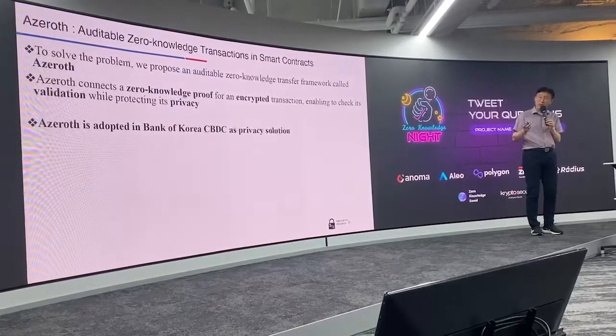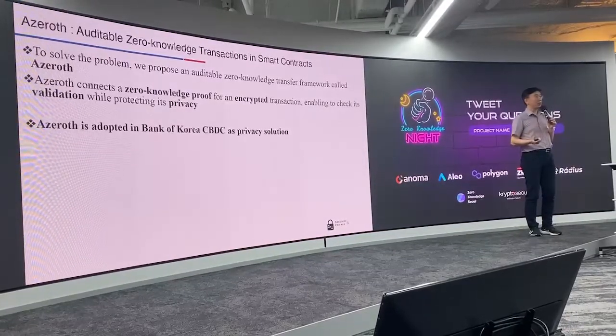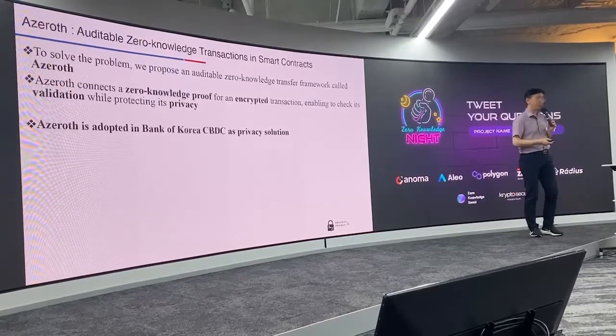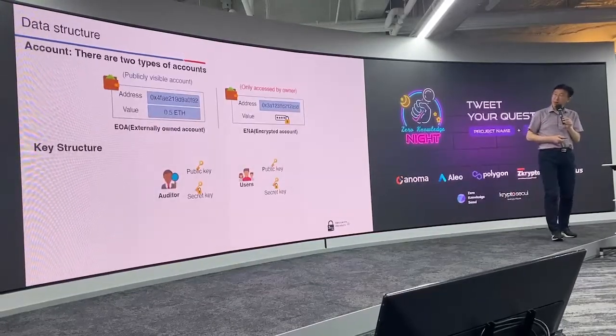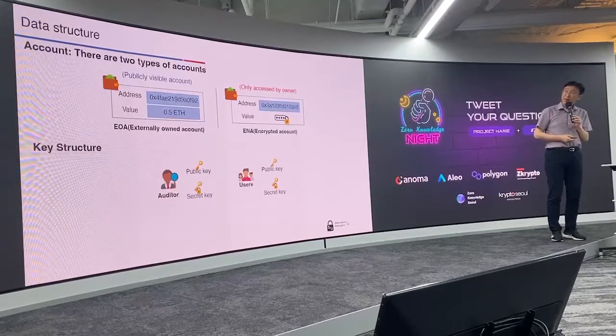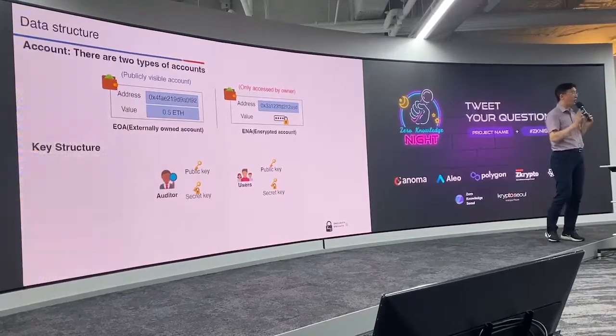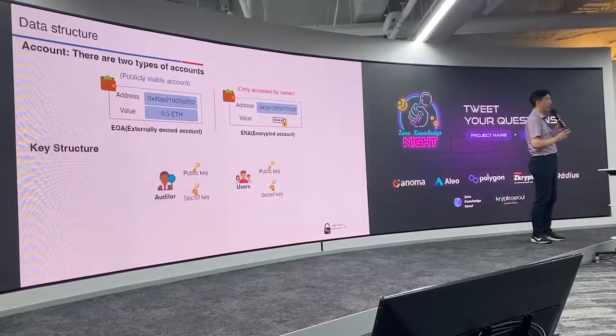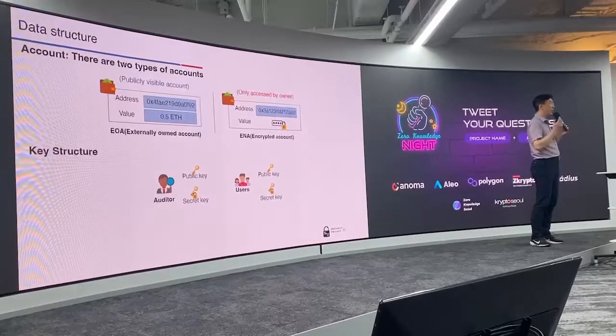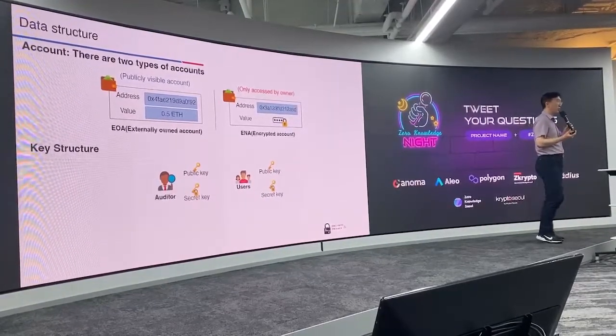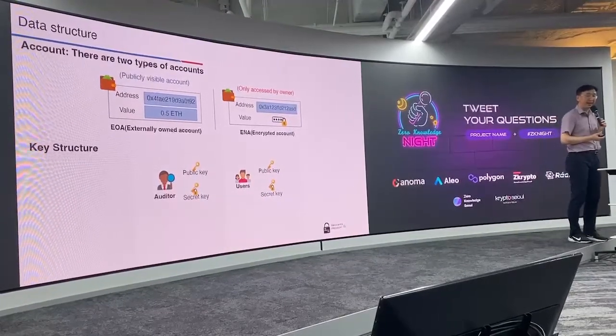Okay, so this Azeros is working on the Quantum blockchain and also on Ethereum. In the Azeros, there are two accounts. One is a public account, which is just like an external world account. Another one is an encrypted account. We are calling it ENA.